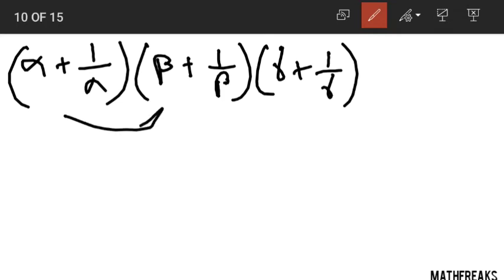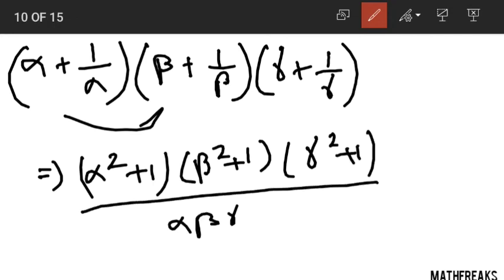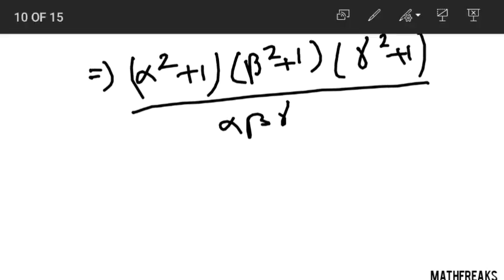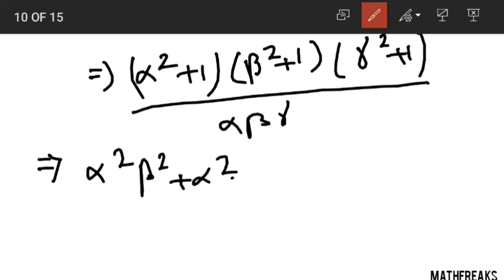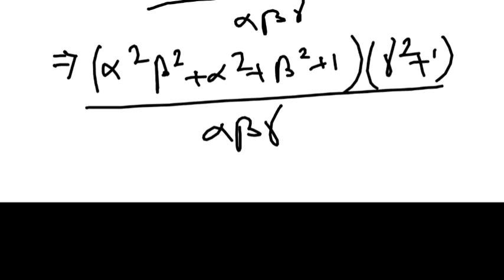First of all, let us multiply these two terms. This will be alpha squared plus 1 multiplied by beta squared plus 1 multiplied by gamma squared plus 1 upon alpha beta gamma. Then if you simplify it more, alpha square beta square plus 1 over alpha beta gamma, this will be gamma square plus 1, right? Now we have to multiply it again.